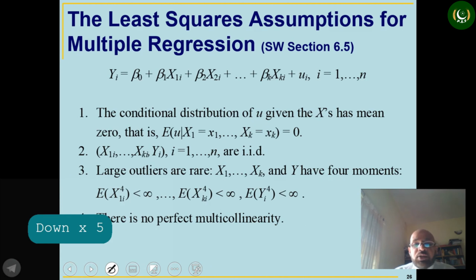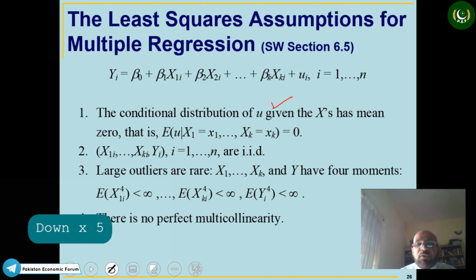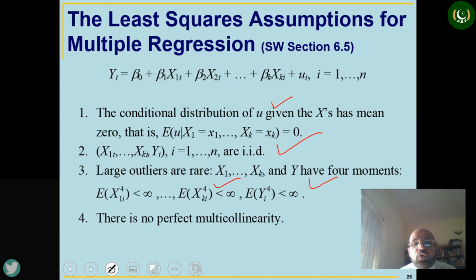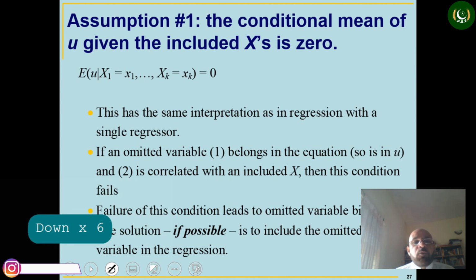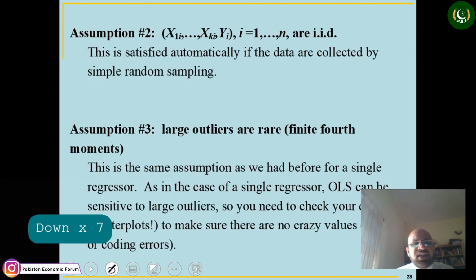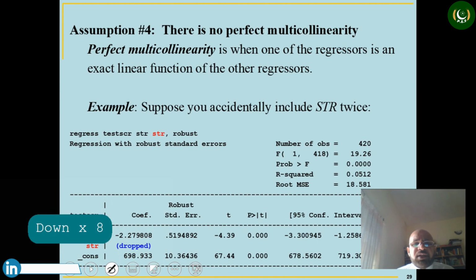So these three assumptions as it is: expected value of u given x1, x2 equal to 0, x and y are IID, finite fourth moment. Another assumption, there should not be perfect multicollinearity. What is perfect multicollinearity? That your variable is linear combination of some other regressors. One regressor is a linear combination of another regressors. So these first three assumptions as it is, there is no perfect multicollinearity.